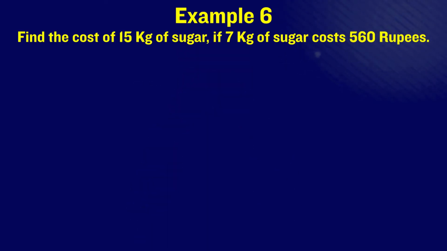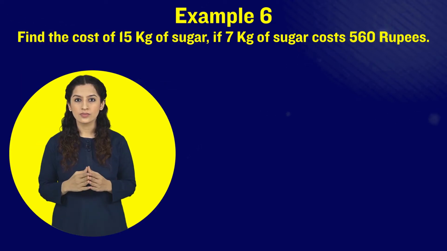Is one example ever enough? No. I guess at least one more is needed. Look at this here. It is said that 7 kilograms of sugar cost 560 rupees. Given that, we need to find the cost of 15 kilograms of sugar. Here's how we'll do it.